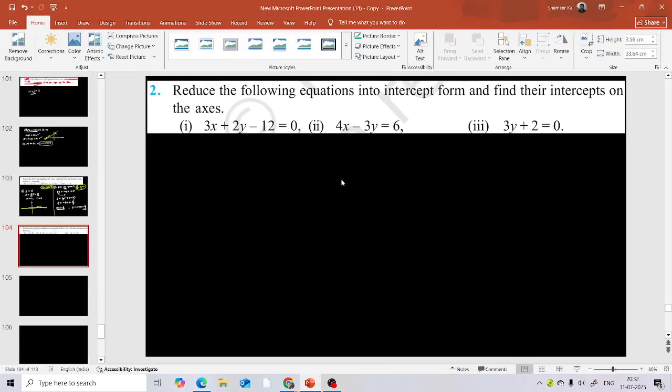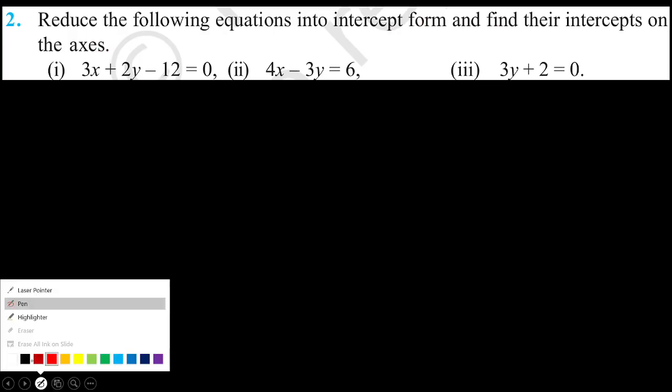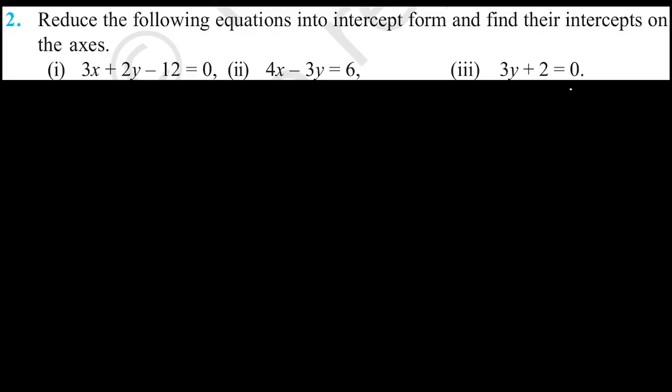So you understood slope-intercept form. This is another one. Reduce the following equations into intercept form and find their intercepts on the axes. I think you forgot what intercept form is. Do you still remember that? Intercept form means we have a line that cuts the x-axis at A and the y-axis at B. A is said to be the x-intercept and B is said to be the y-intercept. The equation of the line we studied in the previous class, x by a plus y by b equal to 1, is the equation of the line.